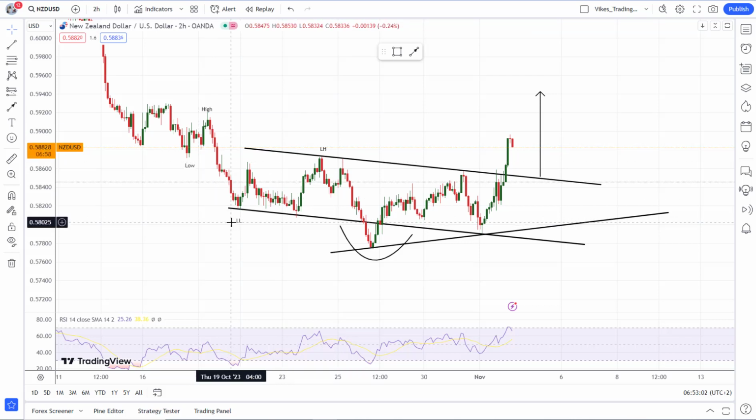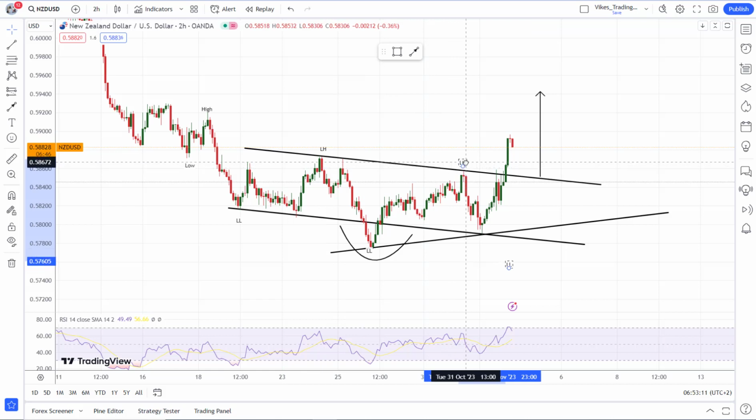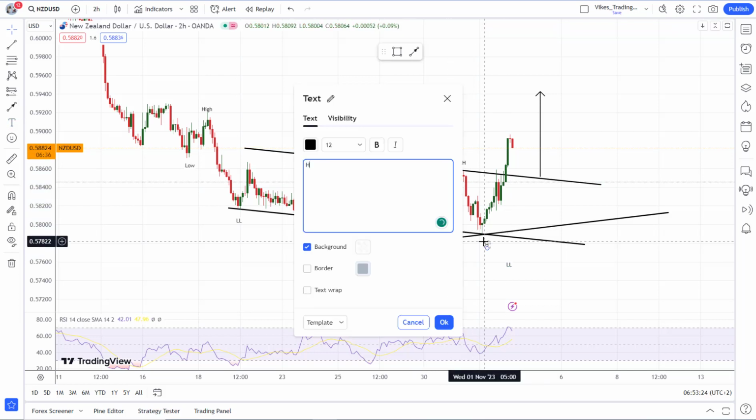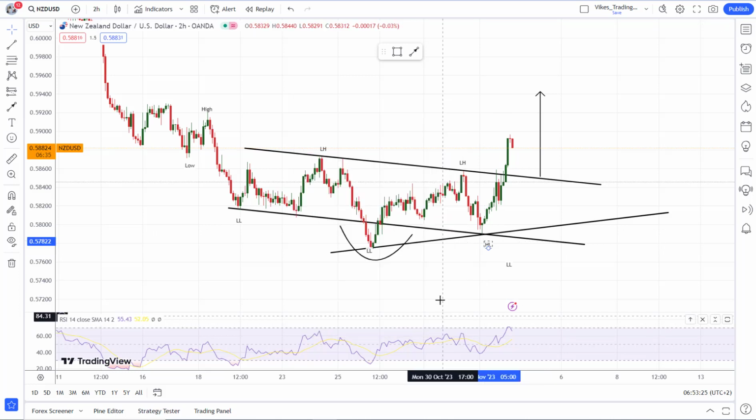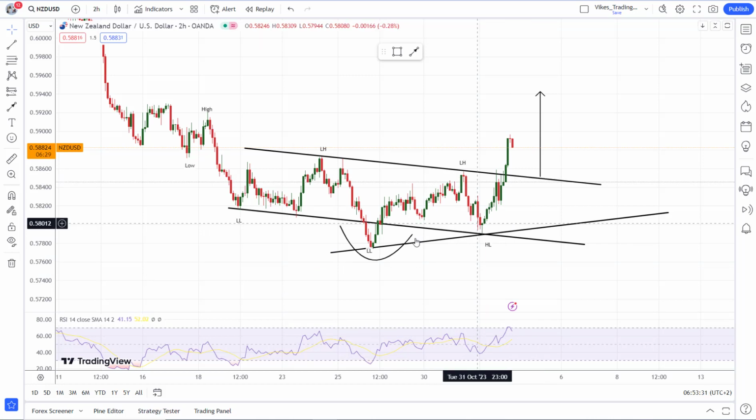Then we form a lower low here. We form a lower high here. Then note that here now we form a higher low, because you can see this low is higher than this low, so it's a higher low. Then now price has come, it has breached.